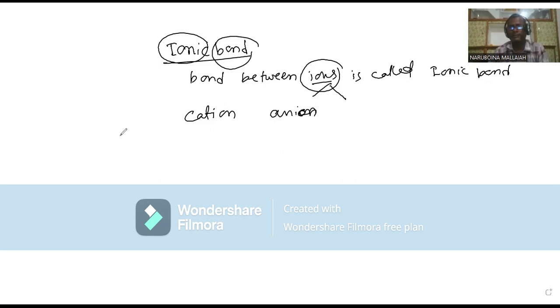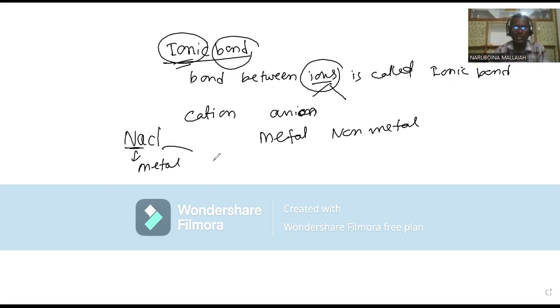I will make you clear by taking this example. The best example is sodium chloride. This is a compound everyone knows. This is called table salt. Ionic bond is always present between a metal and a non-metal. Here sodium is a metal and chlorine is a non-metal. Sodium belongs to group 1A. Chlorine is group 7A.